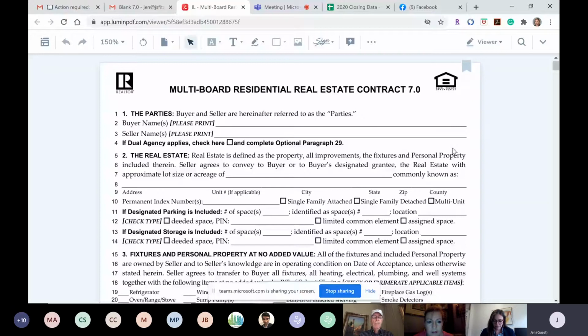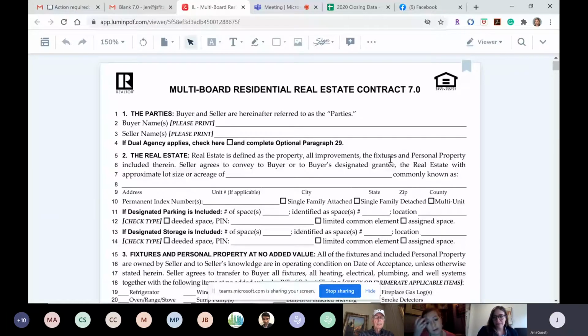So I'm just going to go through this contract as if we were going to fill it out as a buyer. So I'm assuming that you guys are representing a buyer, because most often that is the way things are done when you're going to fill out a contract. If you're the listing agent, you're usually accepting an offer, and that's a whole different ball of wax.